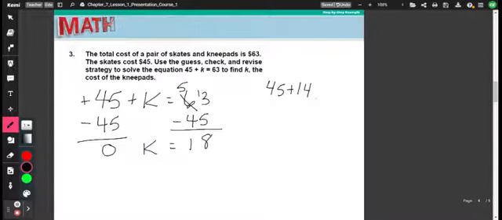If you wanted to guess and check, you can start with 45 plus 14, and that would give us 59. So that's a no-go. Then you can say, okay, I know that 59 is 4 away from 63. So I'm going to add 18 instead, which will give us 63, and that is correct.